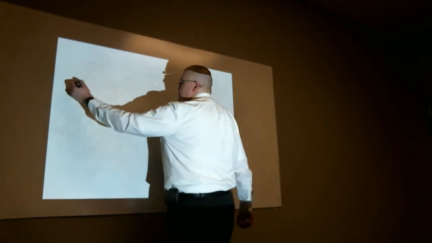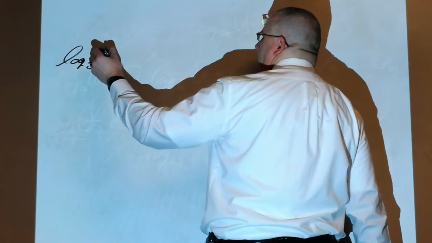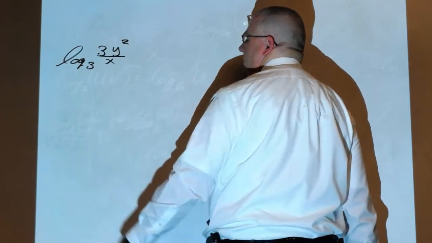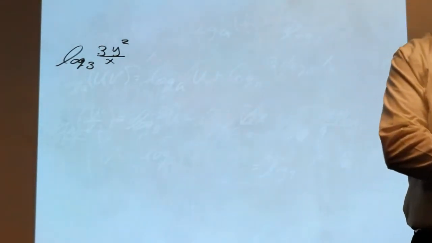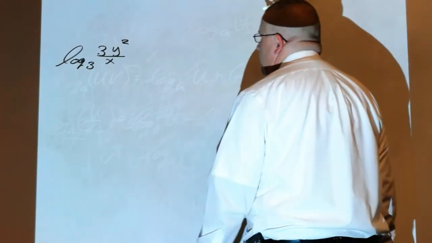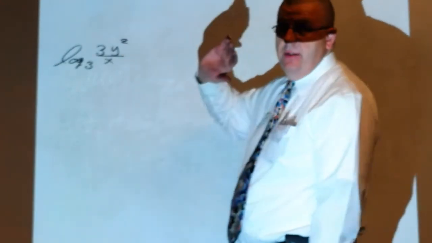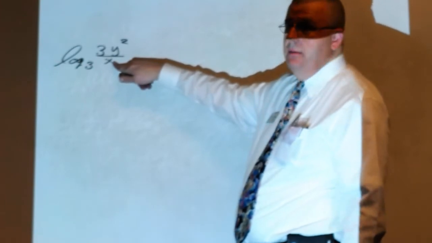Let's expand this: log base 3 of 3y squared over x. We're just going to make it as big as we can using the rules of logarithms. Now watch this. We're going to deal with one thing at a time, so that's usually the best way to do it. Let's do the quotient property first. Get rid of the denominator.